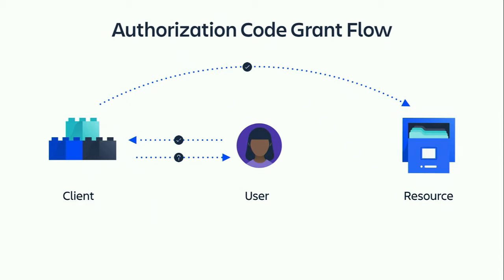And once the user has approved, we'll get back an authorization code, and then we can exchange that authorization code into an access token, and then in the last step at the top, we can use the access token to access the resource to hit a REST API.